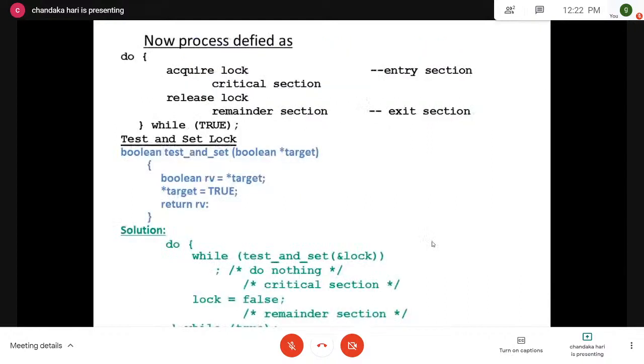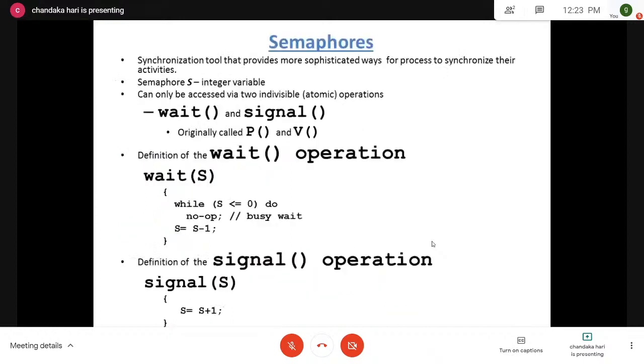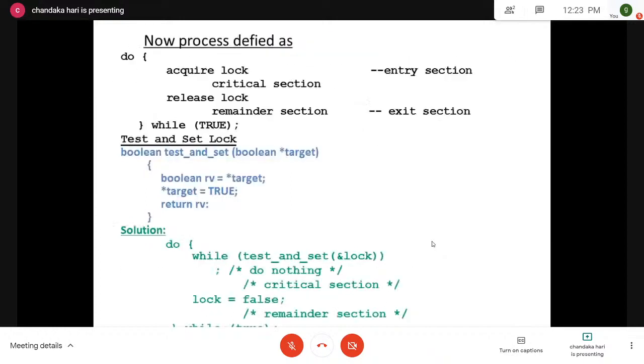Now again I am defining a process, which we have already seen in the last class. In the previous one, a process is a continuous collection of critical section, remainder section, and so on. Every critical section has an entry section and an exit section like this.